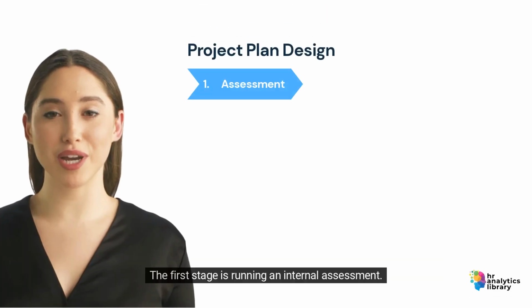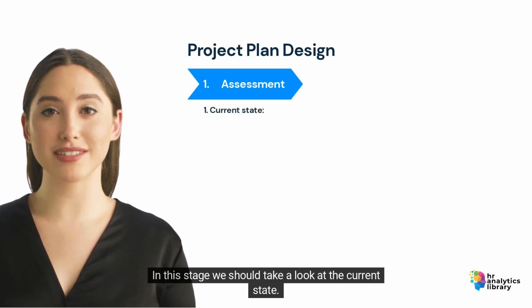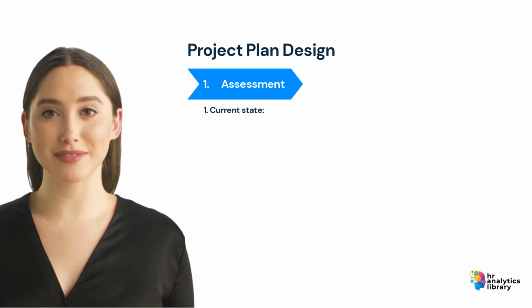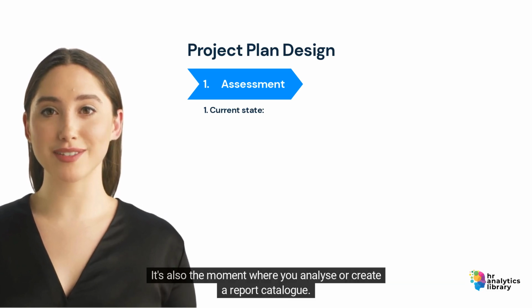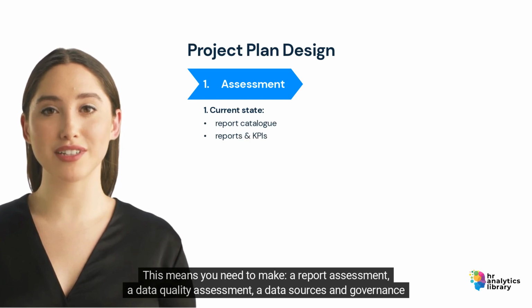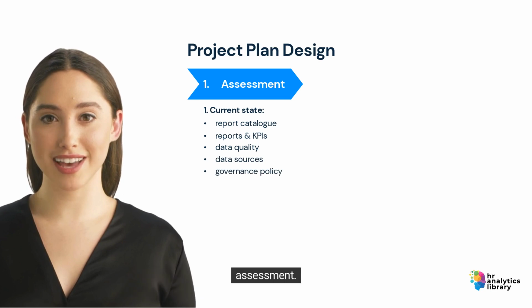The first stage is running an internal assessment. In this stage, we should take a look at the current state, where we are today in terms of data, reports, and practices. It's also the moment where you analyze or create a report catalog. This means you need to make a report assessment, a data quality assessment, a data sources and governance assessment.